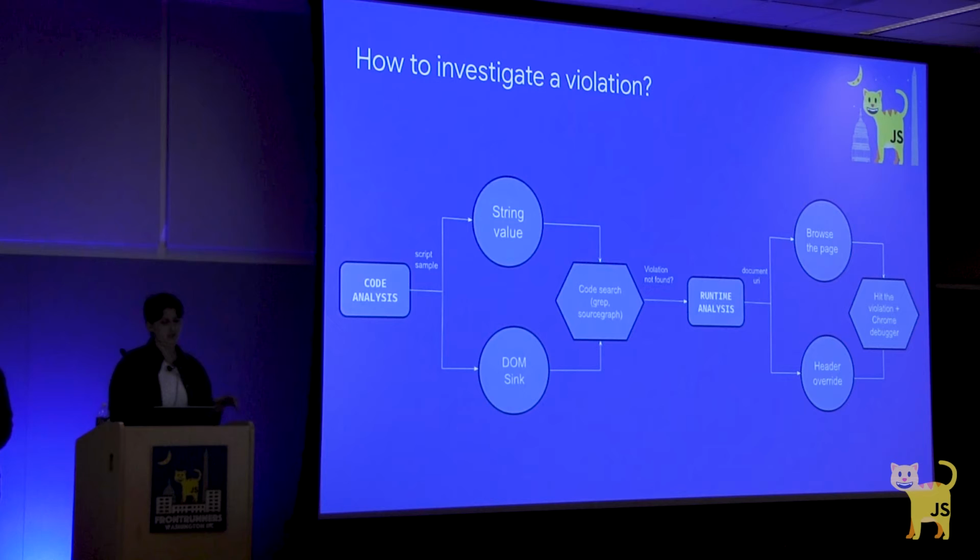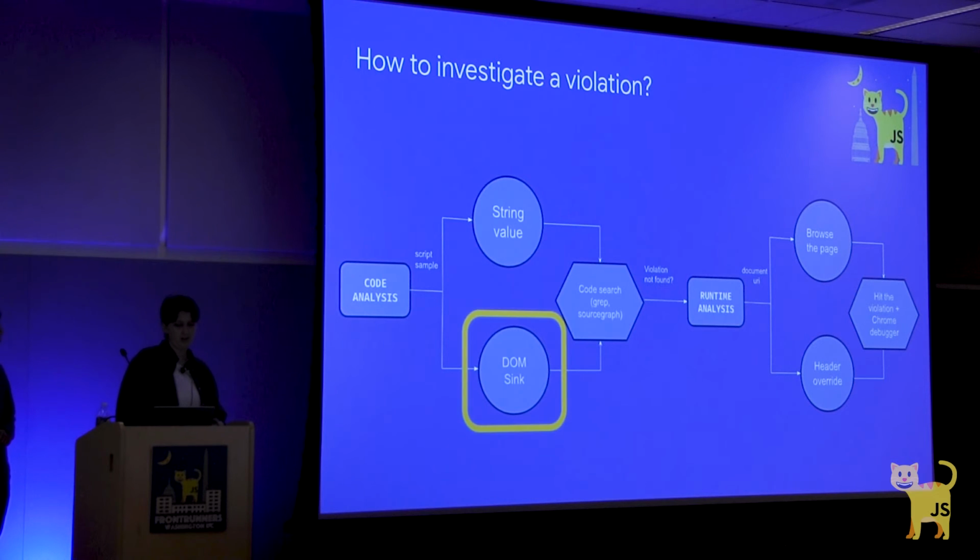So we've drawn up this methodology, or mind map, of what an investigation looks like for us once we've actually gotten the report. We'll start with some code analysis, looking at the script sample. The first thing we see is, what is the DOM sink? Are we using inner HTML? Are we using script source, set attribute? So we know what function call to look for when we're looking for this violation.